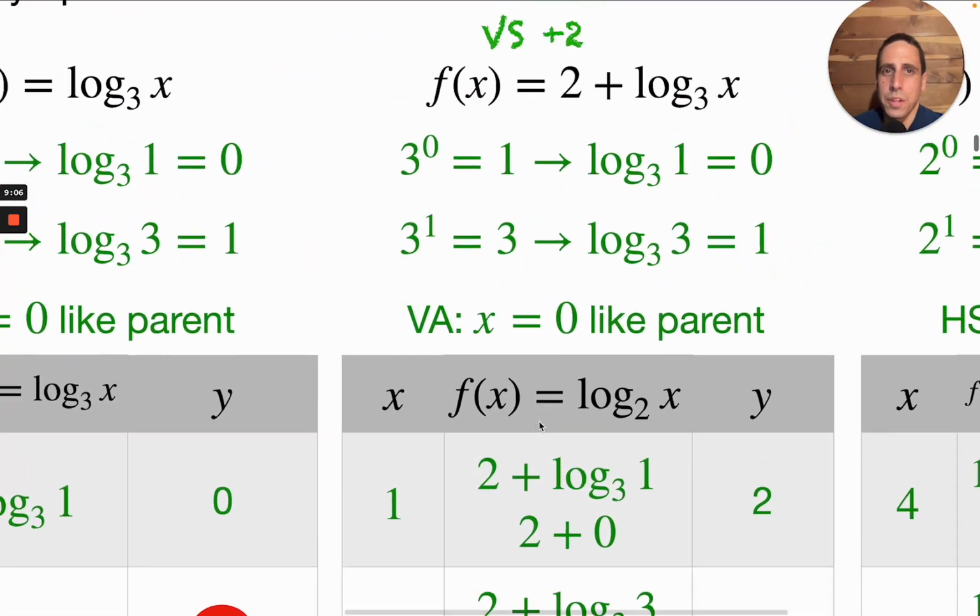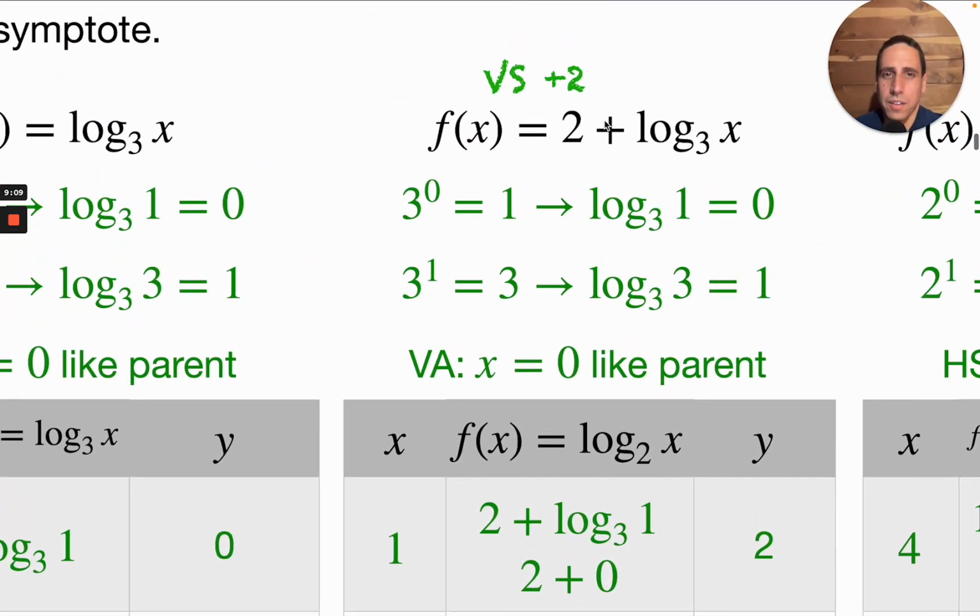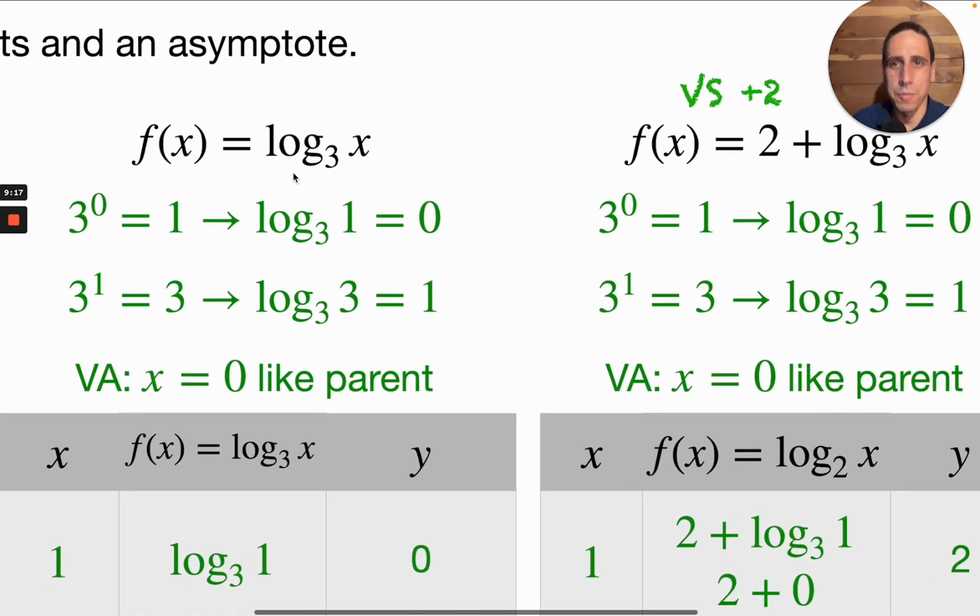All right, 2 plus log base 3 of x. It's helpful to note that this 2 is on the outside, so that means it's going to be vertical, and then plus or minus, so that means it's going to be a shift. This is going to be a vertical shift of 2 from this one right here.